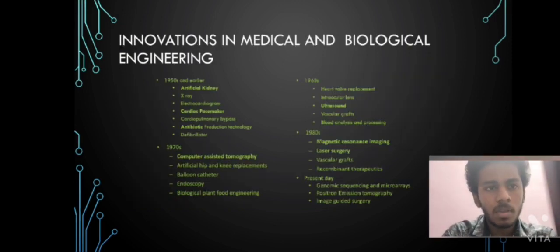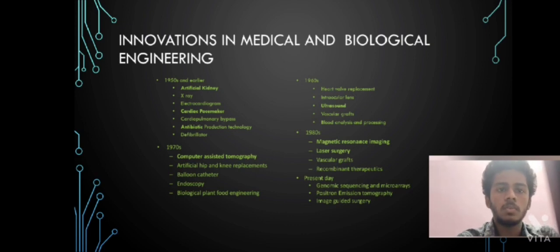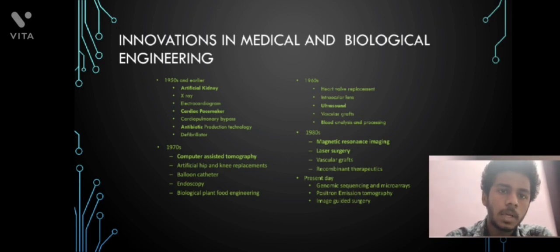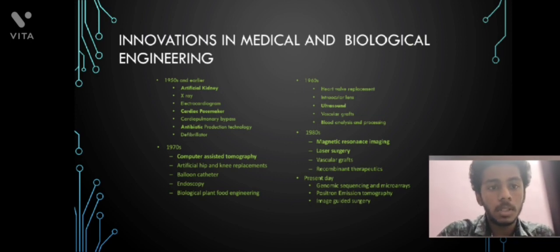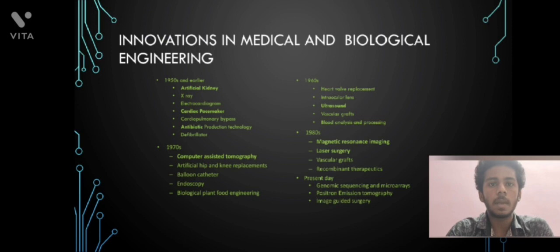Innovations over the past 50 years. In the 1950s and earlier, artificial kidneys and X-rays were invented. In the 1960s, heart valve replacement, intraocular lens, use of ultrasound to detect diseases, vascular grafts, and blood analysis and processing. Later in the 1970s came computer assisted surgeries, artificial hip and knee replacements, balloon catheter, and endoscopy. In the 1980s, magnetic resonance imaging (MRI) was introduced, along with laser surgery, vascular grafts, and recombinant therapeutics. And now in the present day, genomic sequencing, microarrays, positron emission tomography, and image guided surgery.